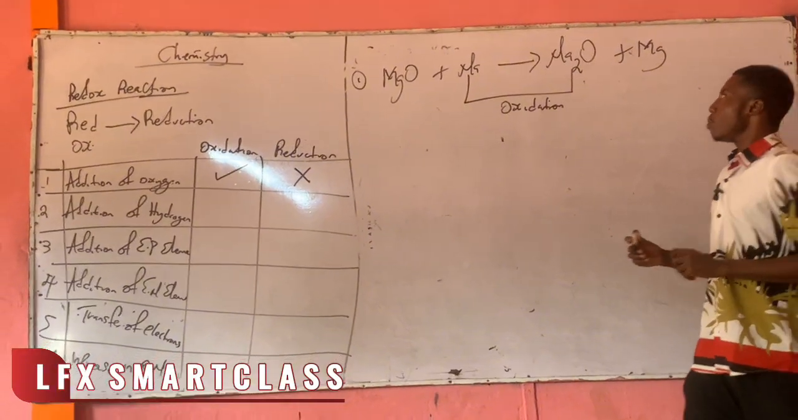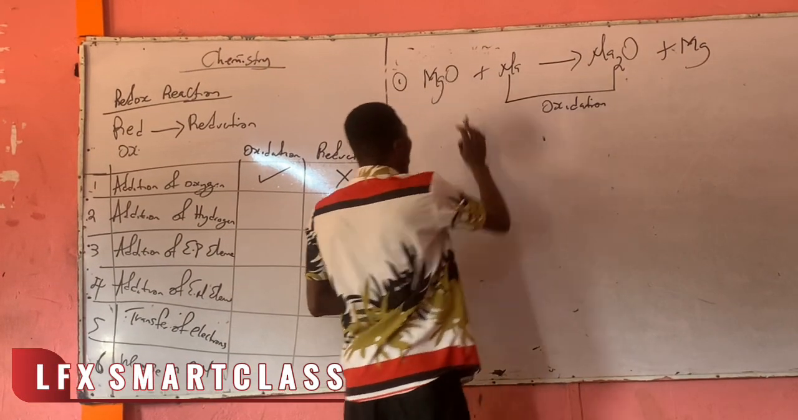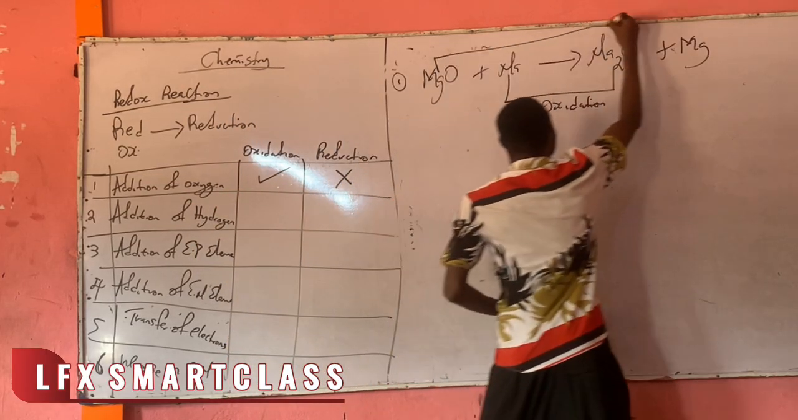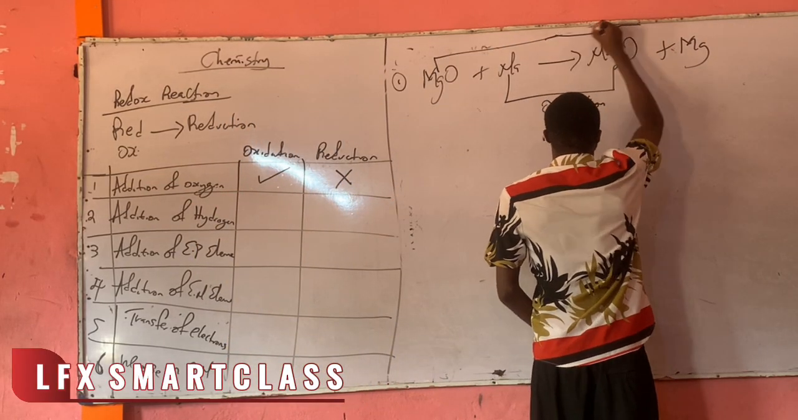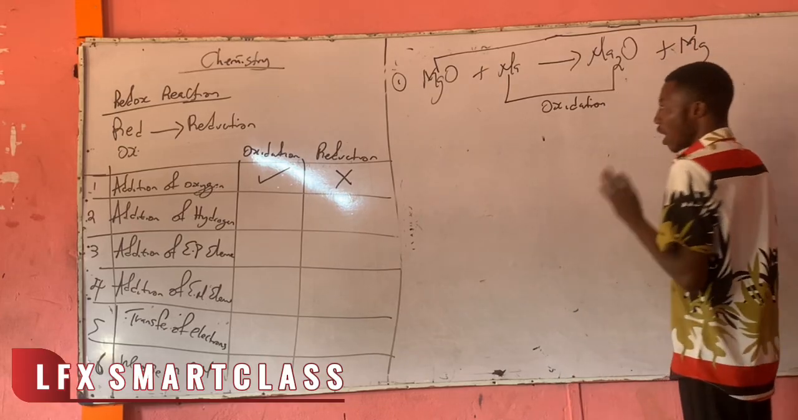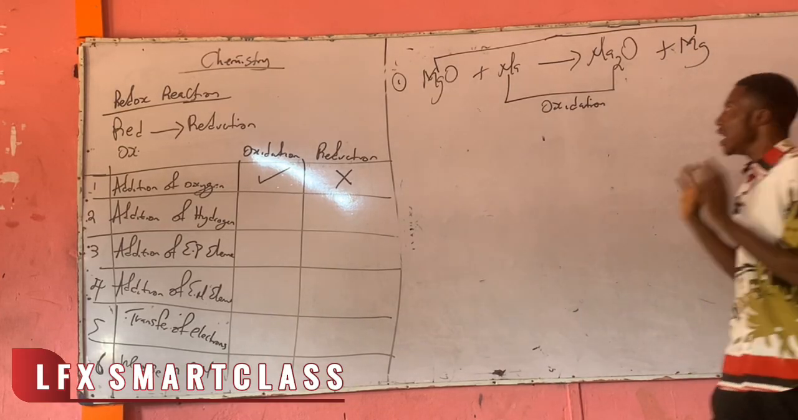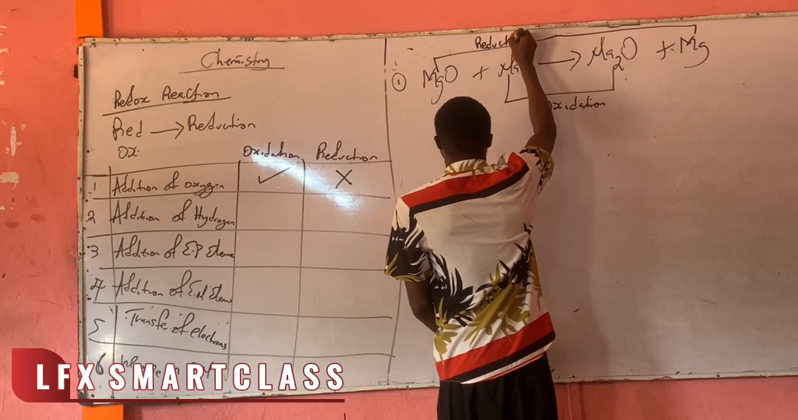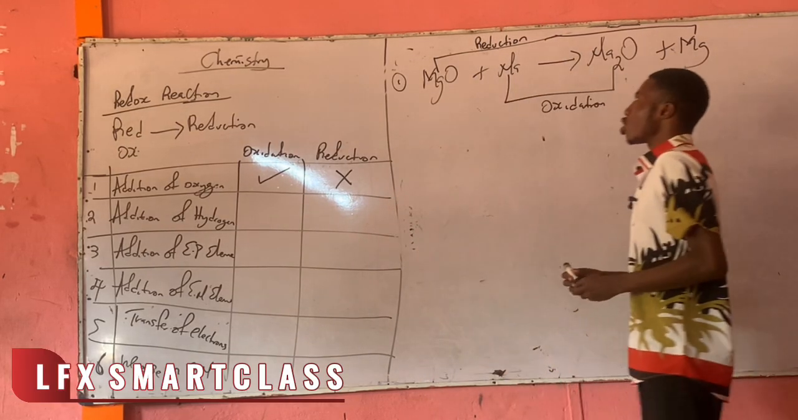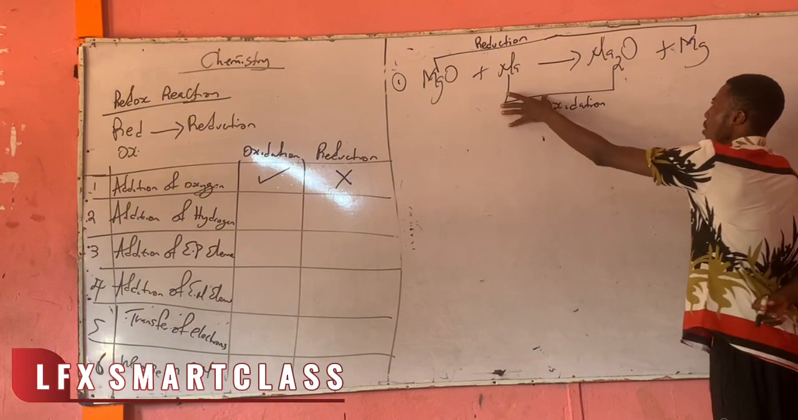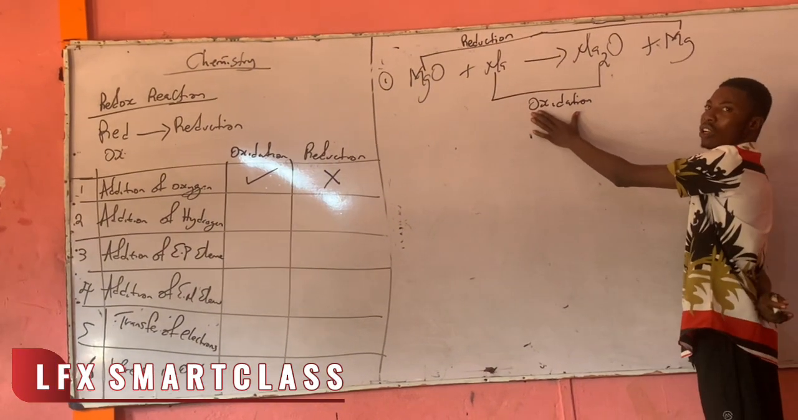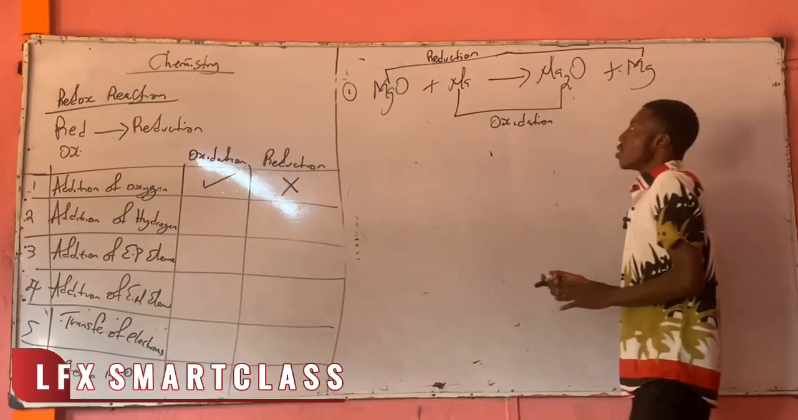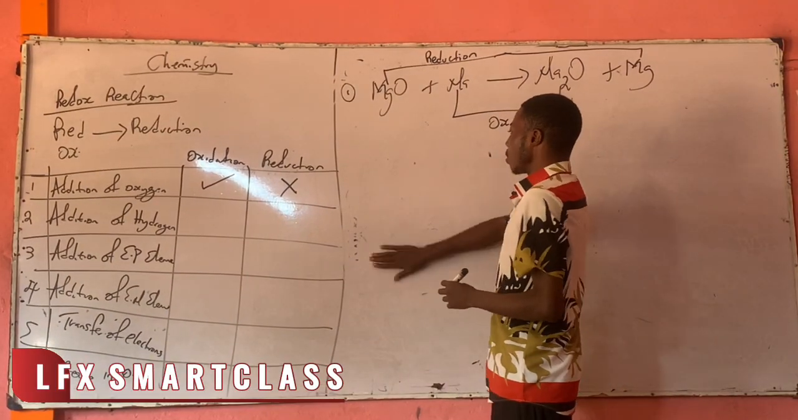But if you look at this side, magnesium was carrying oxygen, but reaching here, magnesium is not carrying oxygen. What we call this is a reduction reaction. What happened here to here is an oxidation reaction, and what happened here is a reduction reaction.